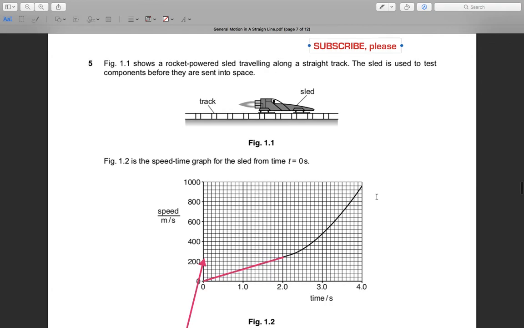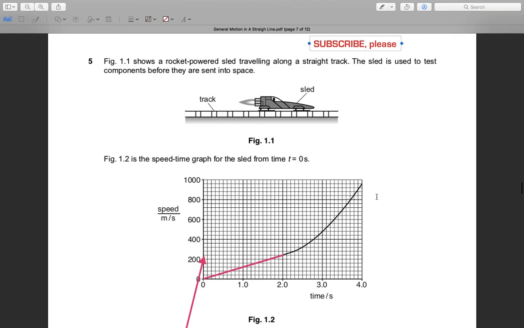Yes, we have a track and sled. Figure 1.1 shows the rocket powered sled traveling along a straight track. The sled is used to test components before they are sent into space. Figure 1.2 is a speed time graph for the sled from time t equals 0 seconds. Well, we have this graph.